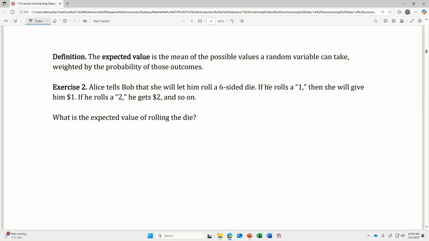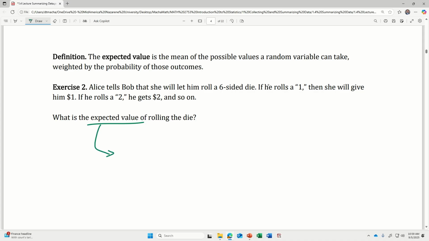Let's do another one. Alice tells Bob that she is going to let him roll a 6-sided die labeled 1 through 6. And if he rolls a 1, then she's going to give him $1. If he rolls a 2, he gets $2. A 3 gets $3, a 4 gets $4, 5 and $6, and so on. So this time, the expected value of rolling the die would be this.